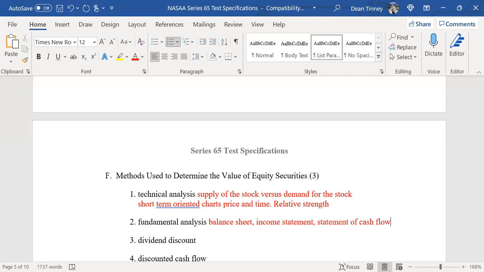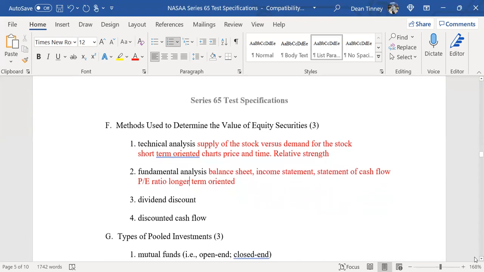We might make comparisons between its price to earnings ratio versus other companies to see if we think it's undervalued or overvalued based on that PE ratio. So, fundamental analysis is going to be a little more long-term oriented than technical, right? It makes sense that guys who are trading commodities and option contracts are more often practicing technical analysis than fundamental analysis.